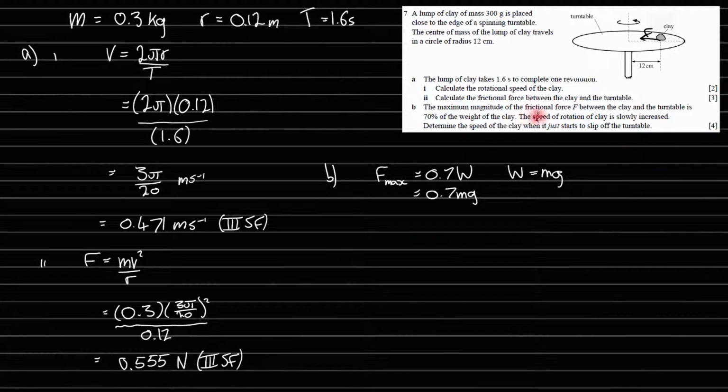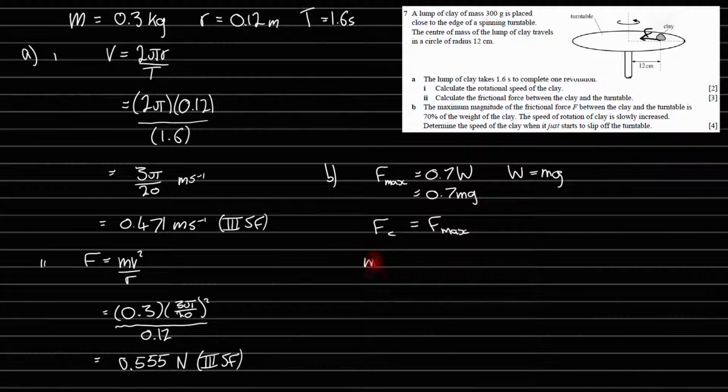We're then told that the speed of rotation of the clay is slowly increased, and we're asked to determine the speed of the clay when it just starts to slip off the turntable. Well, if we increase the speed of rotation of the clay, we're increasing the centripetal force, and we already know that the centripetal force is provided by the friction. So the centripetal force increases and increases, and then it will effectively reach this value, we can say that the centripetal force, let's call it F subscript C, equals F max. And we can use the centripetal force equation.